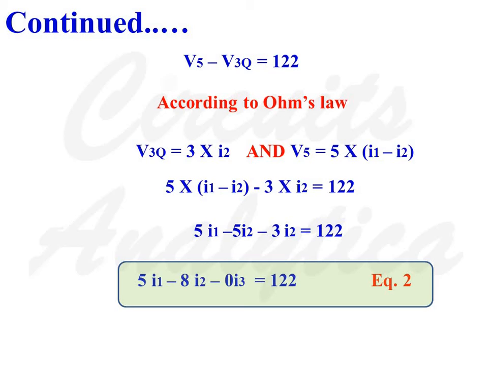V3Q is equal to 3I2 and V5 is equal to 5I1 minus 5I2, application of Ohm's law. So applying KVL in loop 2, we will get 5I1 minus 5I2 minus 3I2 is equal to 122. 5I1 minus 8I2 minus 0I3 is equal to 122. Equation number 2.